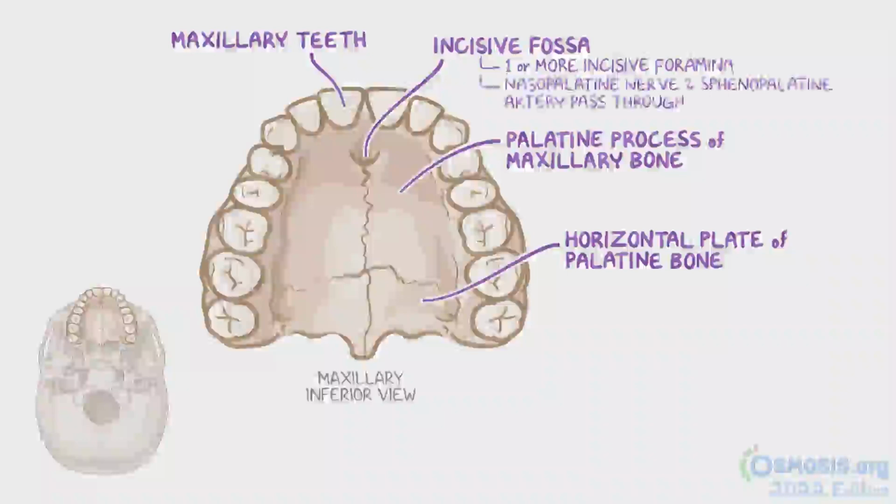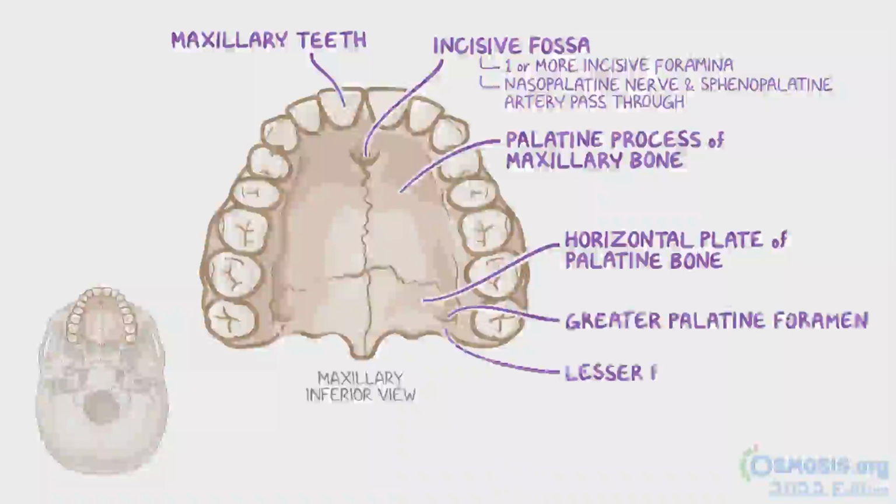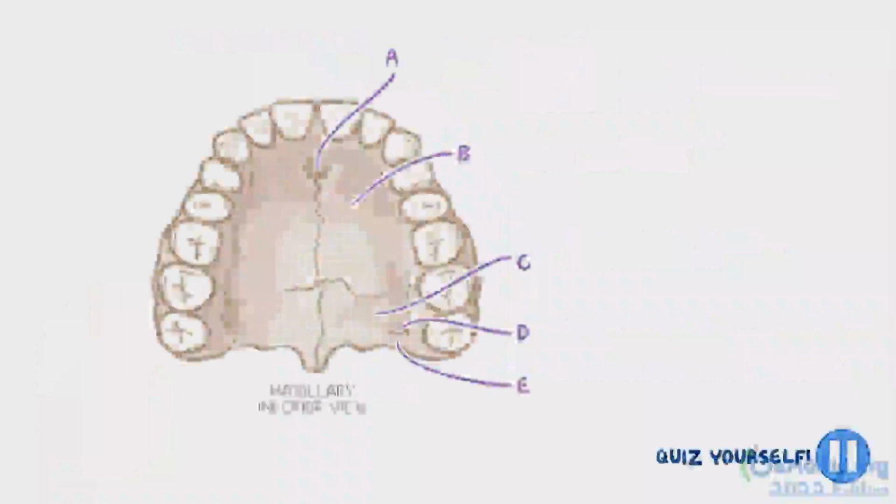Posteriorly and laterally on the horizontal plate of each palatine bone is the greater palatine foramen and the lesser palatine foramen, through which the greater and lesser palatine arteries and nerves pass. All right, that's a lot of information to take in, so feel free to pause the video and see if you can label the parts of the hard palate labeled from A to E.